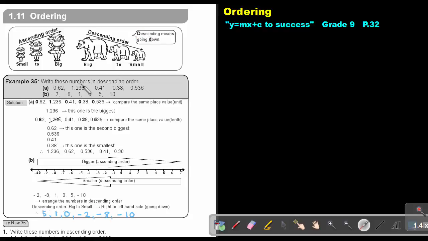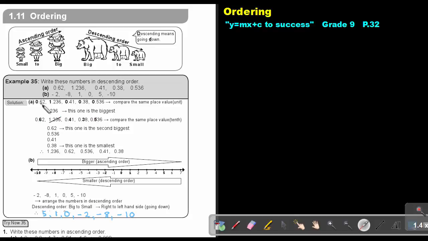Okay. Write these numbers in descending order. Let's start with the first one. Now, if you have to compare the same position. So if you look at the unit position, then you see this one is the biggest because the rest is all 0, but this one is a 1. So this is the biggest one. As soon as you are writing it down, then scratch it so that you don't keep on comparing it.